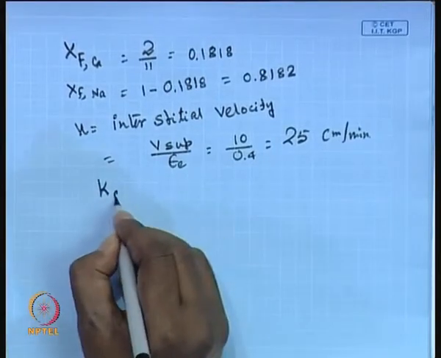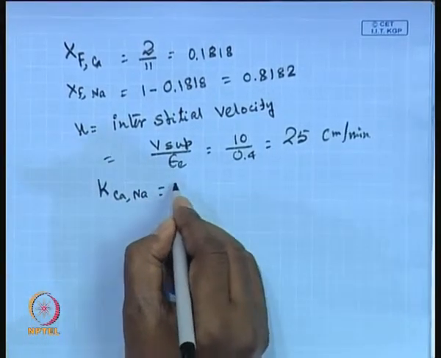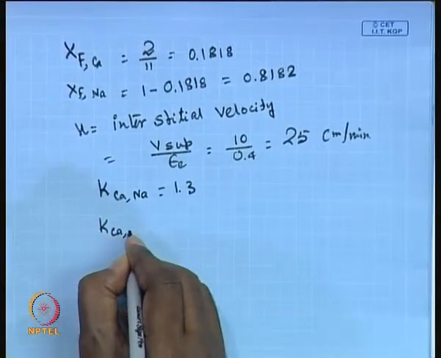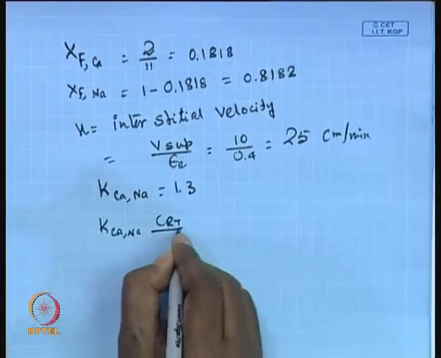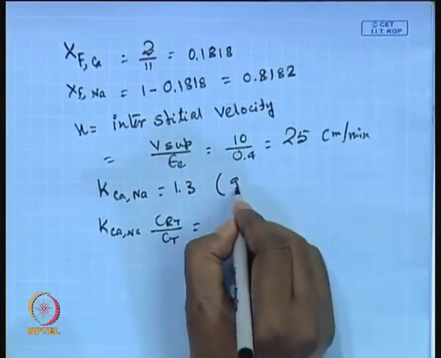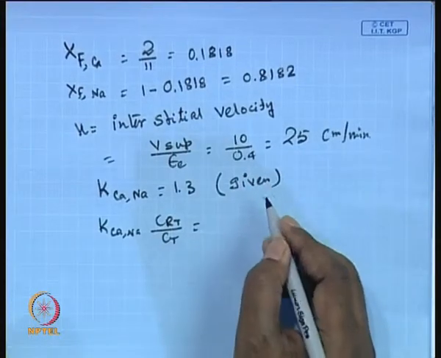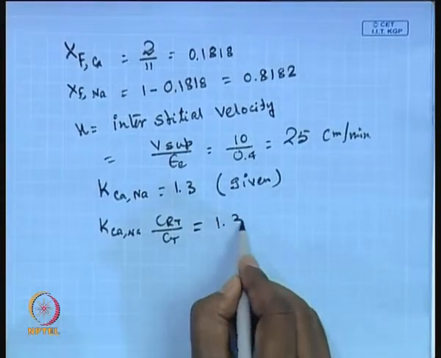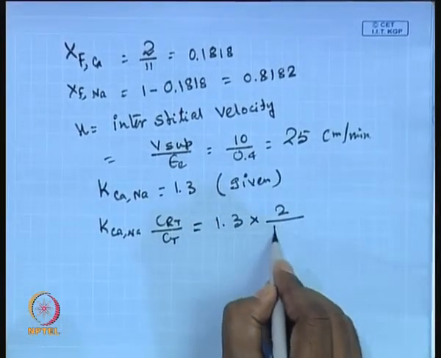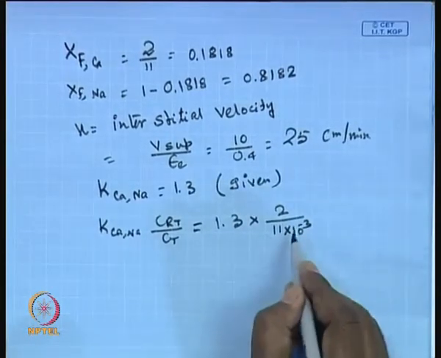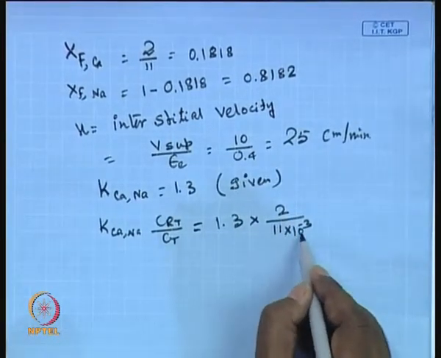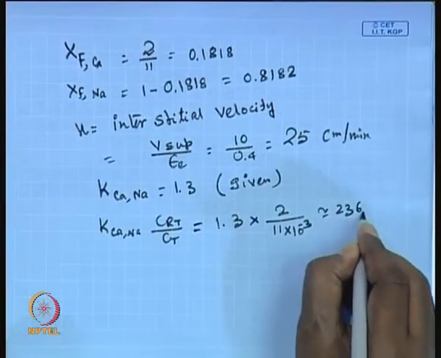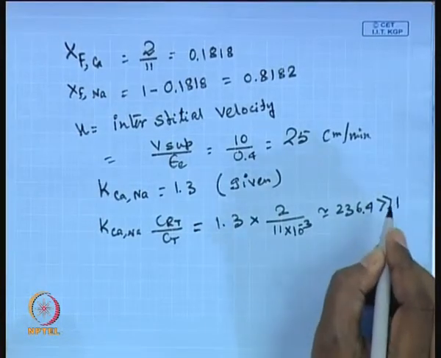Equilibrium constant of calcium and sodium, that is given as 1.3. Okay. And K CaNa CRT divided by Ct can be calculated. So, this is a given data, this equilibrium constant is given. So, once you get that data, then you can calculate this quantity. This turns out to be 1.3 times 2 divided by 11 into 10 to the power minus 3. Since it is milli equivalent and this will be equivalent, so you have to convert milli equivalent into equivalent, and this turns out to be 236.4, which is much greater than 1.